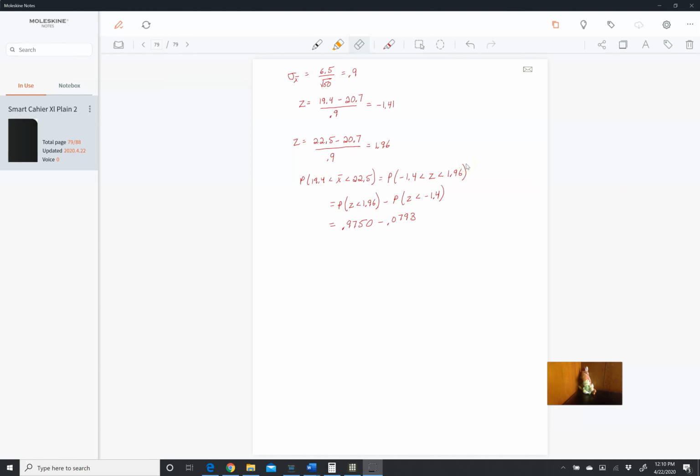So because this is an interval, we take the z-score of 1.96 and we look up the area, 0.975. Then we take the z-score for negative 1.4, look up that area, it's 0.0593. Remember, this is the area of the curve that's to the left of these z-scores, okay? And we subtract and we get 0.8957.